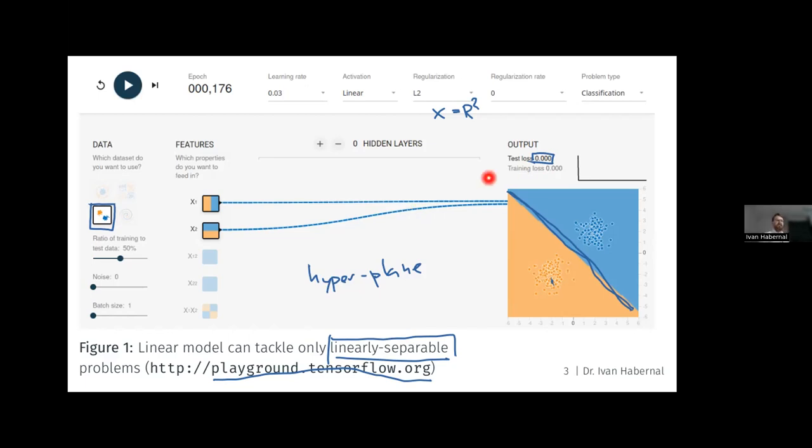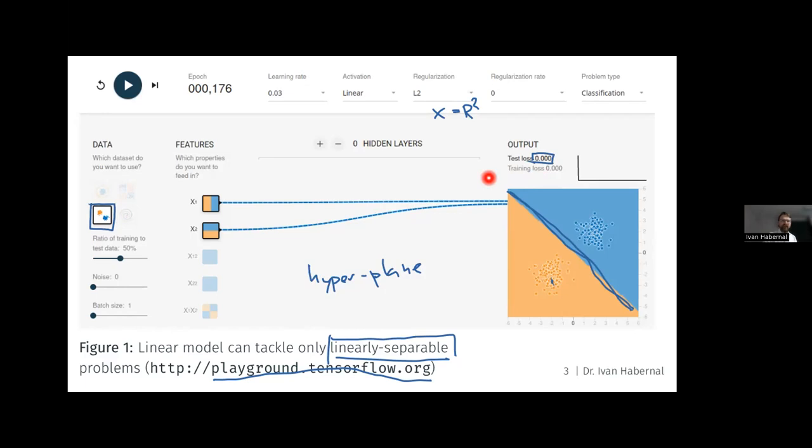If we have examples in one dimension, left and right, we would find a dot, one point, which separates these two classes if they are linearly separable. Okay, everybody's with me on linear separation? This is nice, and linear models can tackle that. This is cool. Unfortunately, in reality, most things are not linearly separable in the feature space we know.